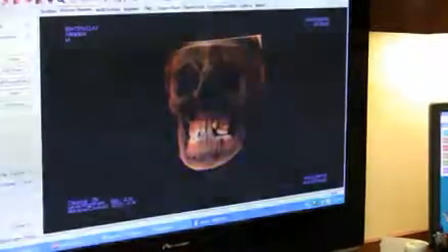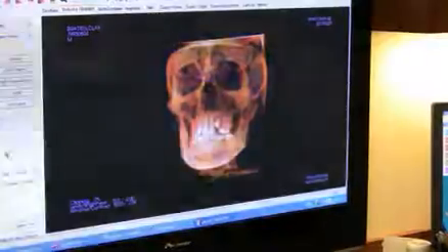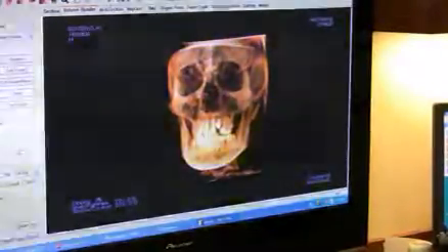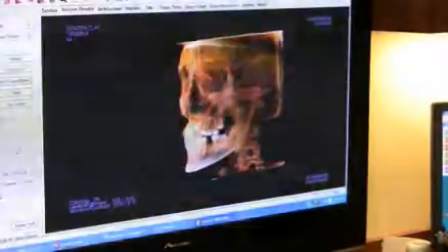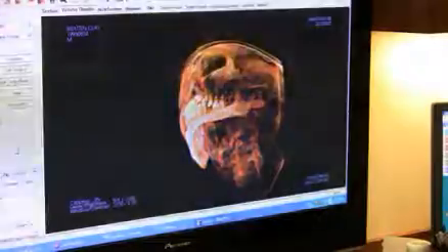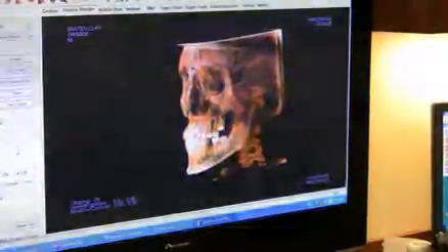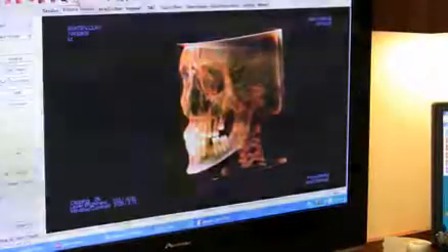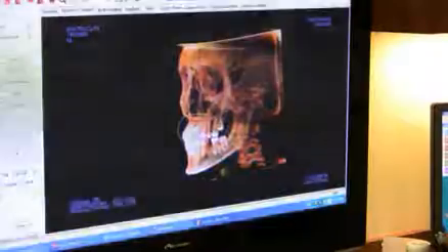Now for this particular individual, something of interest is this tooth right up here. It's out of position and tipped at an angle, and we can look at it from, again, any angle. We can highlight this area and just look at this.